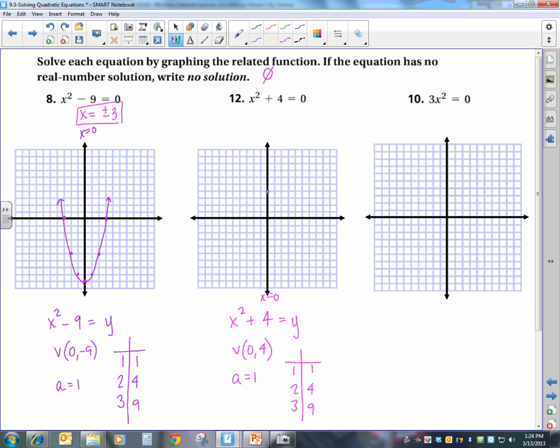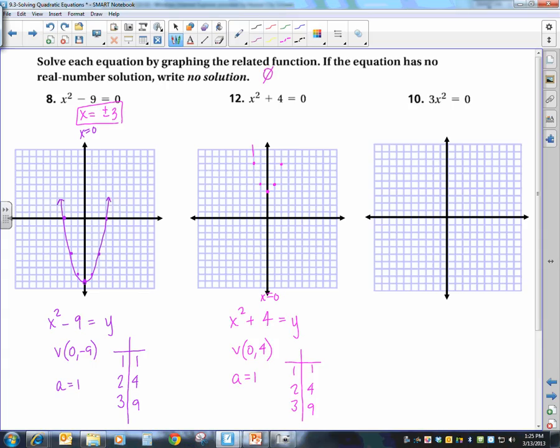So from here, I'm going to go over 1, up 1, over 2, up 1, 2, 3, 4. Now, that should be enough to let you know that when I count over 1 and over 1, I'm not going towards my x-axis. So when I graph this, okay, I kind of missed those points. Let's try that one more time.